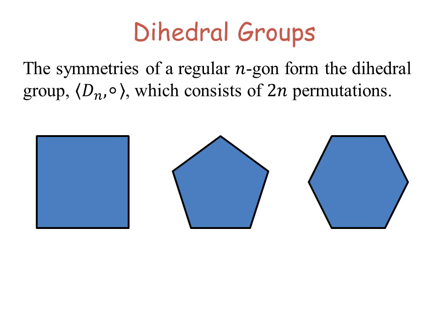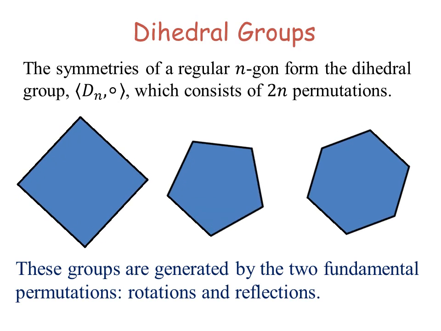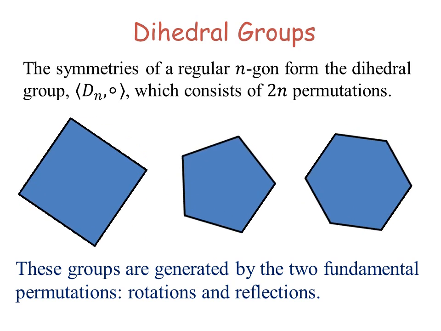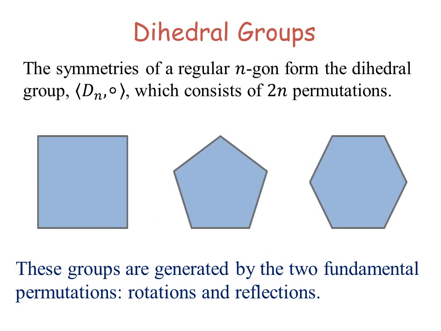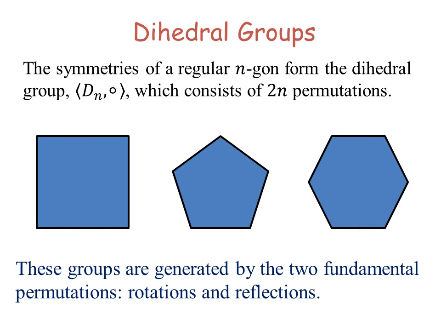In fact, instead of using an equilateral triangle, we could use any regular polygon in the discussion of symmetry groups. The symmetry group of the regular n-gon is the dihedral group D sub n, which is of order 2n. These groups are generated by two fundamental permutations, rotations and reflections.